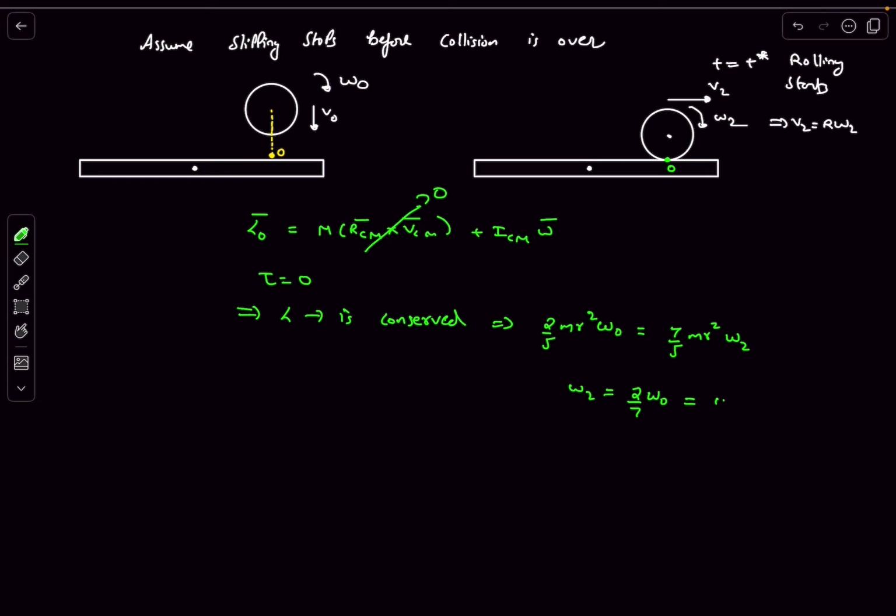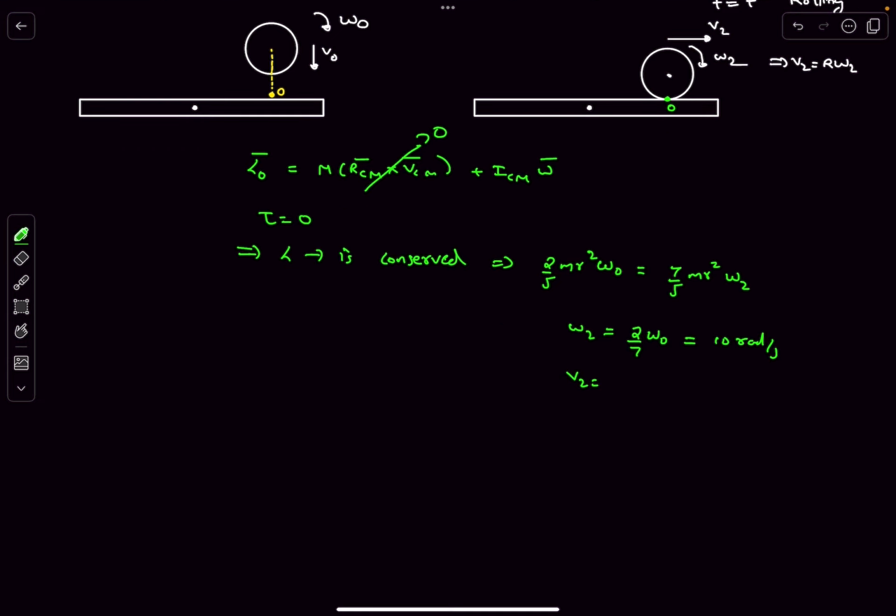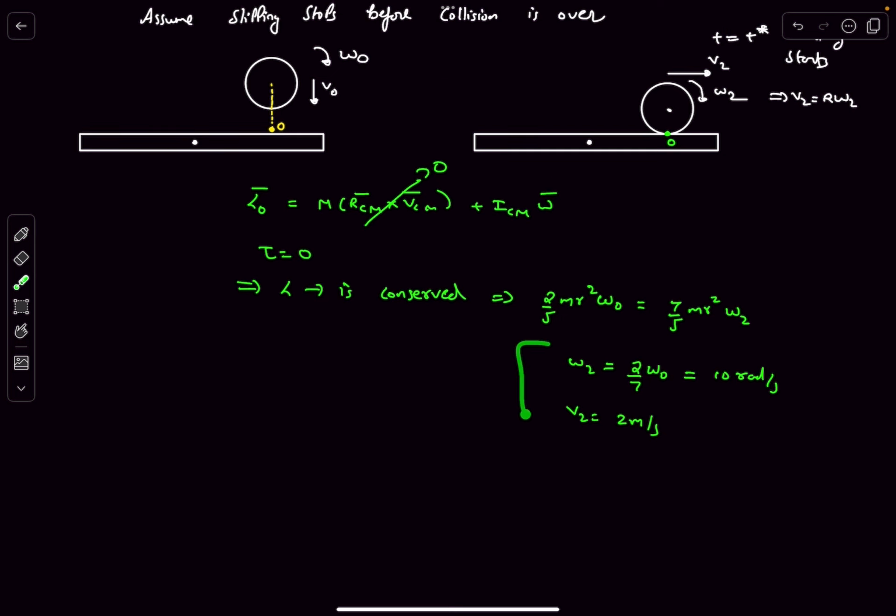So this becomes 10 radians per second, and v2 is simply r omega 2. So this comes out to be 2 meters per second. This is basically assuming pure rolling starts. This is what v2 and omega 2 will be, and once v2 and omega 2 reach this value, it won't change because there is no friction anymore.